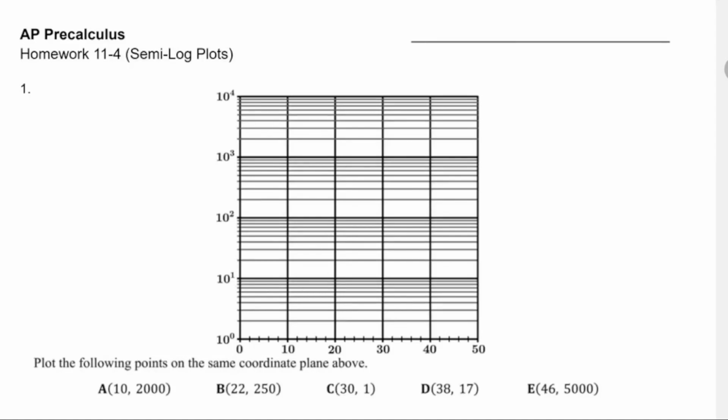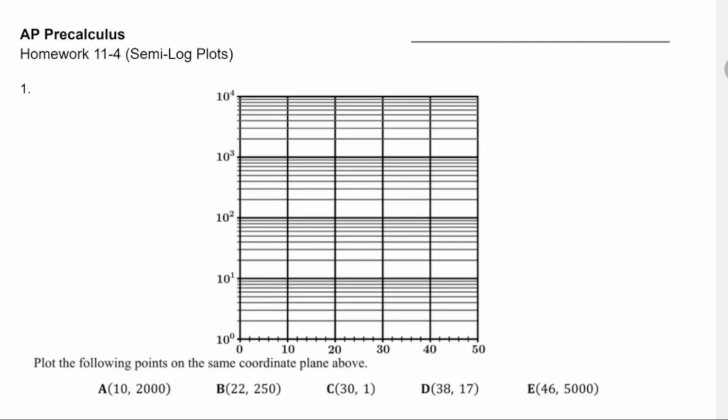In this video, I'm going to be working AP Pre-Cal Homework 11-4 and doing some example problems on semi-log plots, specifically graphing exponential functions on a semi-log plot where the y-axis has been scaled logarithmically. That's why it's a semi-log plot. Only the y-axis is logarithmic, the x-axis is just kind of regular.